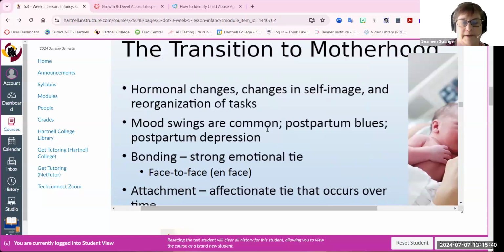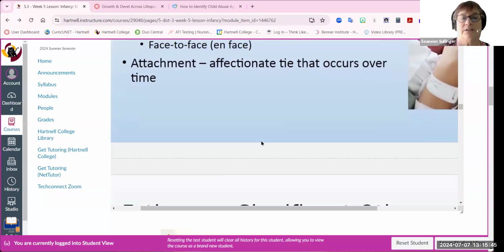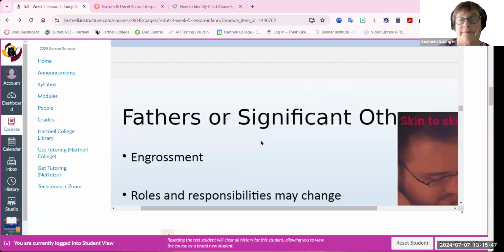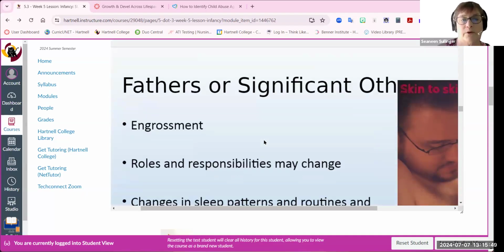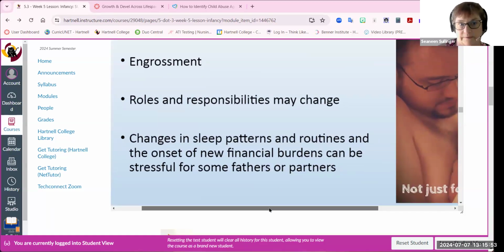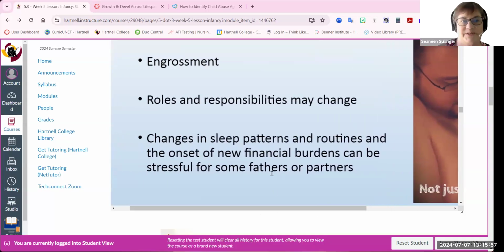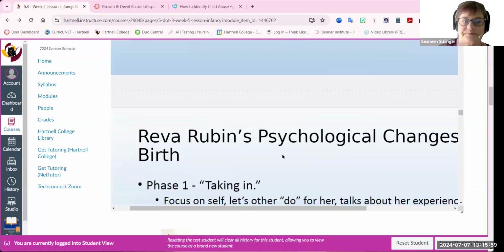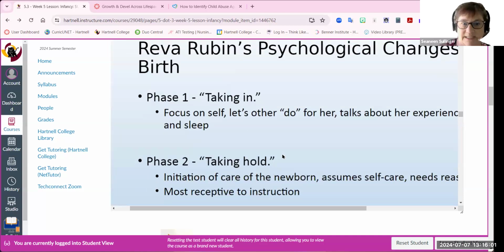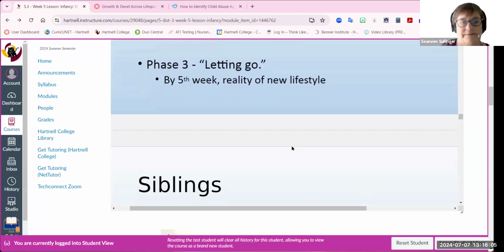So that's why, if it's a baby of a diabetic mom, we're going to check the baby's blood sugar as well. And there are specific protocols. So bonding, again, with dads, we talked about the bonding. It's called engrossment. So there's another dad doing skin to skin there. We talked about the taking in, taking hold as part of the postpartum. So that's there as well.